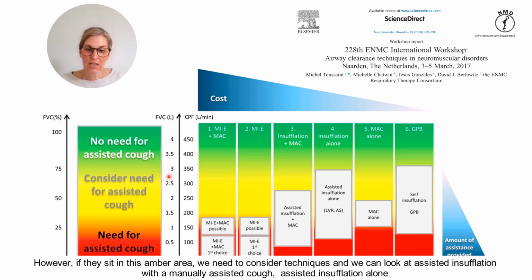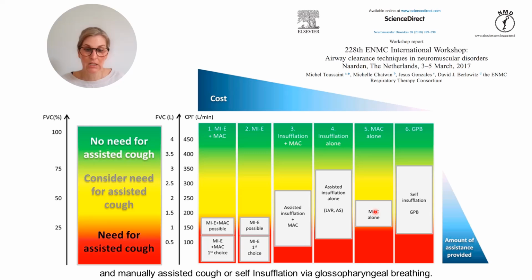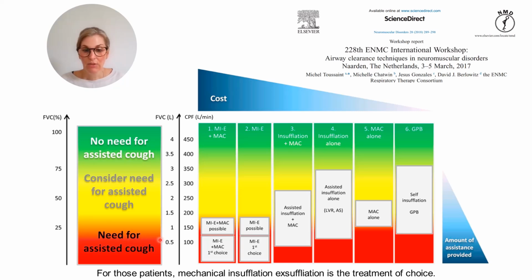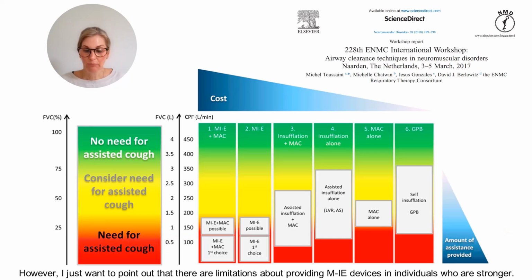However, if they sit in this amber area, we need to consider techniques, and we can look at assisted insufflation with a manually assisted cough, assisted insufflation alone, and manually assisted cough or self-insufflation via glossopharyngeal breathing. When the values hit this red level, this is the critical level where they're at risk of secretion incontinence and have a severely weak cough. And for those patients, mechanical insufflation-exsufflation is the treatment of choice.